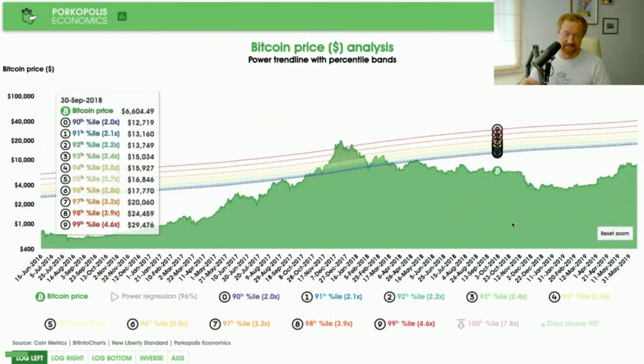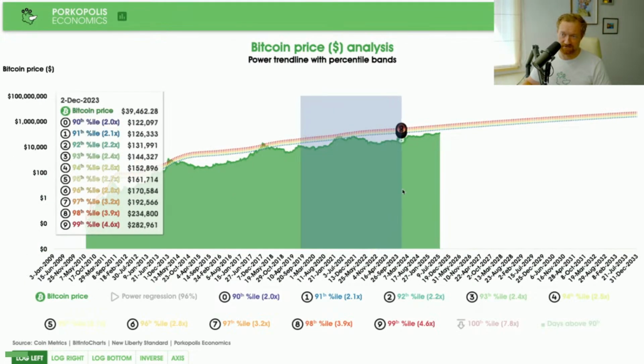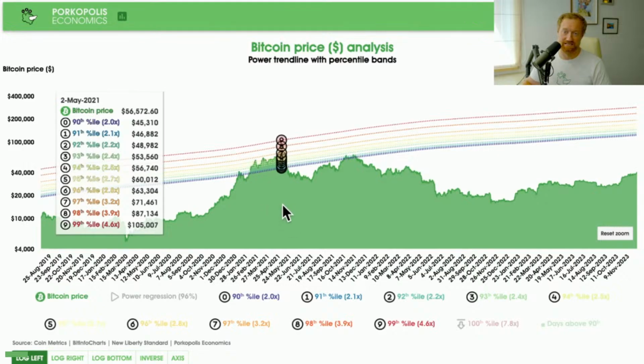We did hit the 99th in 2017. Of course, we hit it in prior years. We did not hit it in 2021. All right, so the 99th is 4.6x the trend. So the trend at the time, if the 99th percentile was 98,000, divided by 4.6, roughly 21.3, 21.4. 21,400 was the trend at the time in 2021.